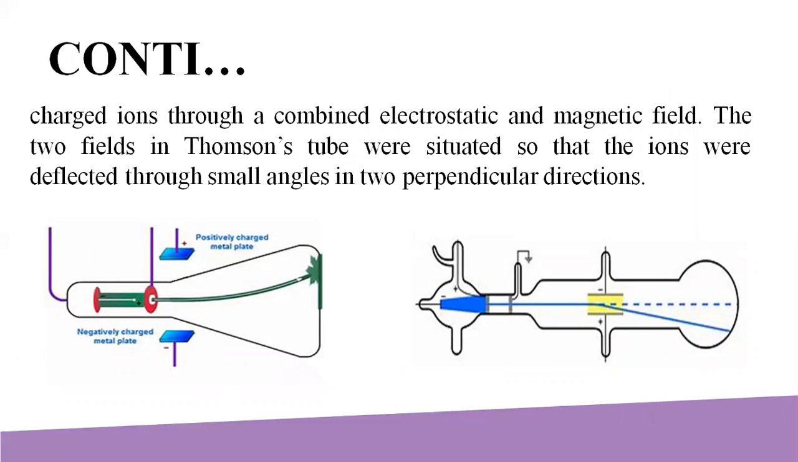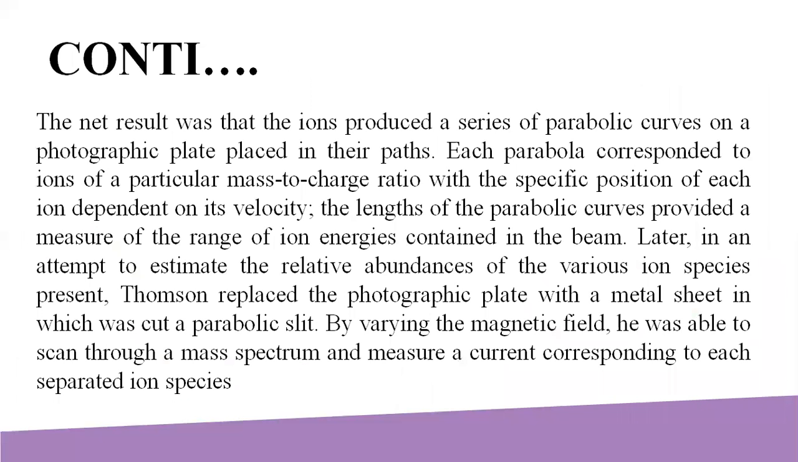The two fields in Thomson's tube were situated so that the ions were deflected through small angles in two perpendicular directions. The net result was that the ions produced a series of parabolic curves on a photographic plate placed in their path. Each parabola corresponded to ions of a particular mass to charge ratio, with the specific position of each ion dependent on its velocity. The length of the parabolic curves provided a measure of the range of ion energies contained in the beam.